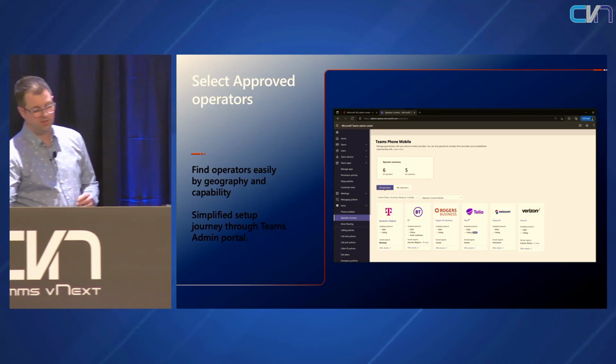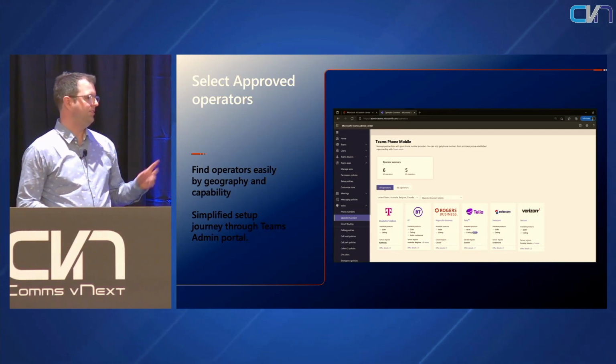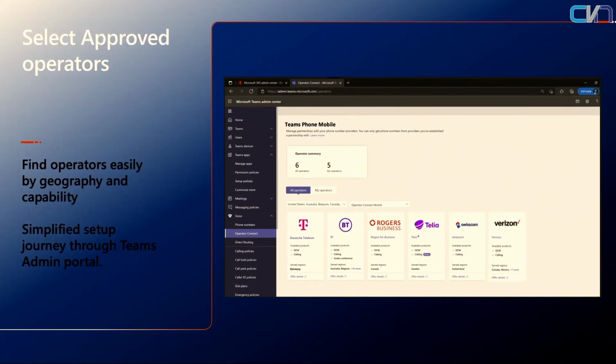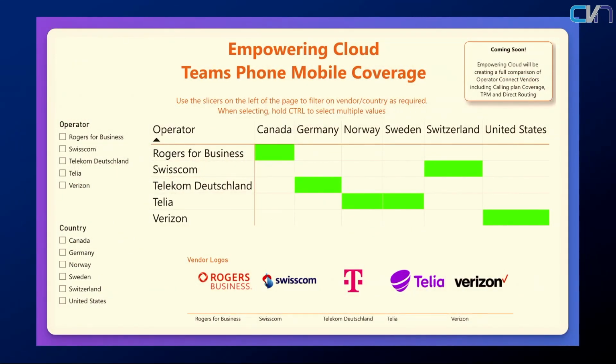So in terms of how the admin experience works, it's very much like Operator Connect. It was called Operator Connect Mobile before it got rebranded. So you have to align with the carrier. You would go into the admin center, click to say, I'm interested, and then it goes to an offline experience to talk to the carrier, agree your contracts, etc. This is the coverage at the moment.